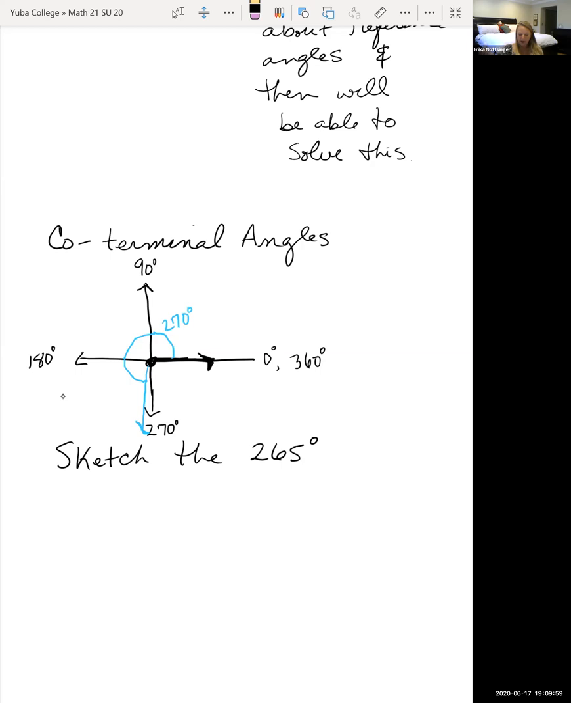It's important that you're able to identify what quadrant the terminal side of our angle is lying in. That is going to give us certain values for our trig functions. We'll talk about trig functions later, representing x and y values. But recall you have quadrants: the upper right-hand quadrant was quadrant 1, upper left was quadrant 2, quadrant 3, and quadrant 4, going counterclockwise.